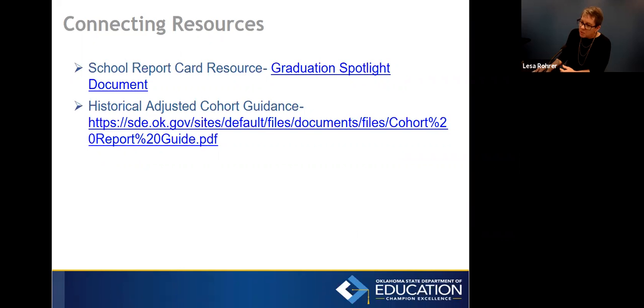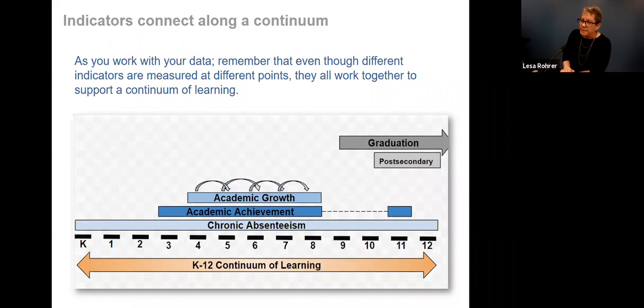One thing to keep in mind as you work with your data is that even though different indicators are measured at different points, they all work together to support a continuum of learning. And that's why we have chronic absenteeism that goes across K through 12, just like ELPA does. Academic achievement, we're measuring in grades 3 through 8, and again in 11. Academic growth, because it's between consecutive years, we're measuring from grades 4 through 8. Post-secondary opportunities encompasses grades 11 and 12. And we put graduation with 9th because that's when students enter their cohort year.